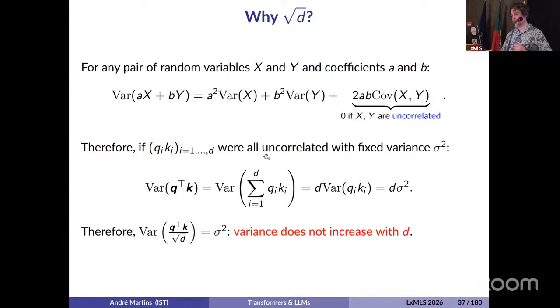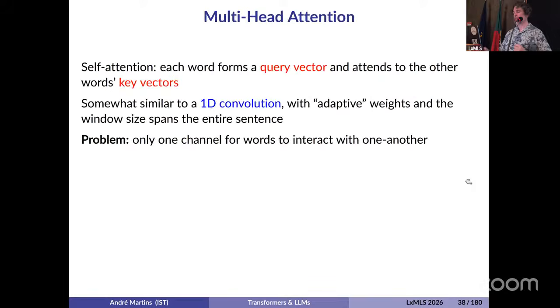Because this assumption that they are uncorrelated and have a fixed variance is a bit of a stretch. Okay, so this is scaled dot-product attention. The second innovation that is worth talking about is multi-head attention.